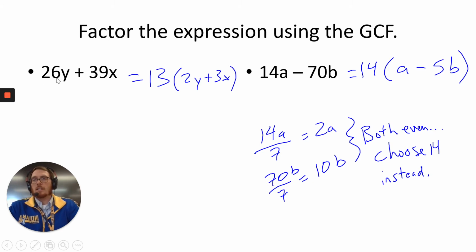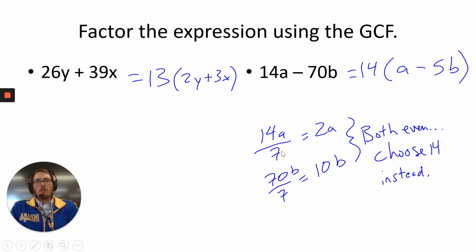This next question is 26y plus 39x. So 13 goes into both, so I put 13 out front. And then divide both of these by 13, I get 2y plus 3x. Now notice the point of this is that if you take the 13 in the front and distribute it, you'll get back to 26y and back to 39x.